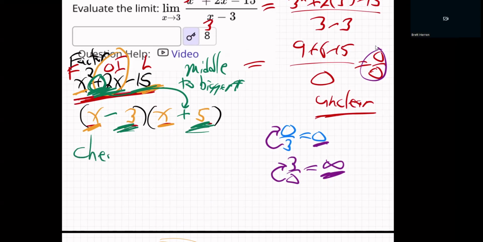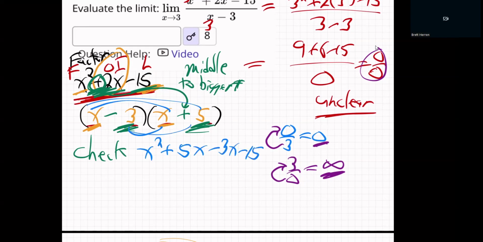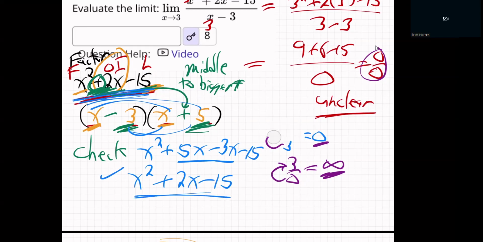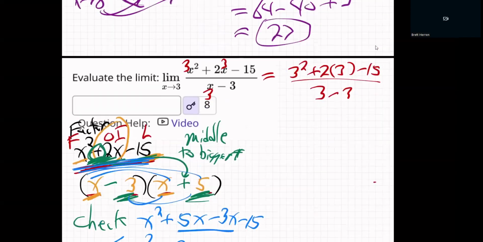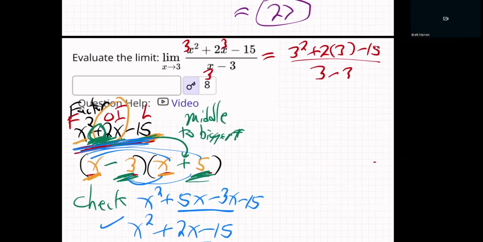You can check it. You don't have to check it, it's not required, but let me just prove it to you. If I multiply this out, it's x squared plus 5x, and then minus 3x minus 15. And 5 minus 3 is 2x minus 15. Check. See how it goes back to be the same as that? Okay. So all that said, now let me come back over here and erase this and finish up this problem. We have factored the top. Remove all this plug-in business.